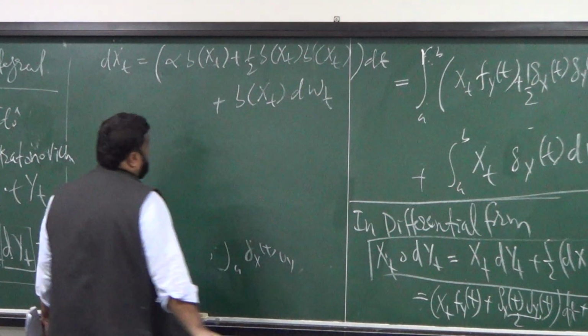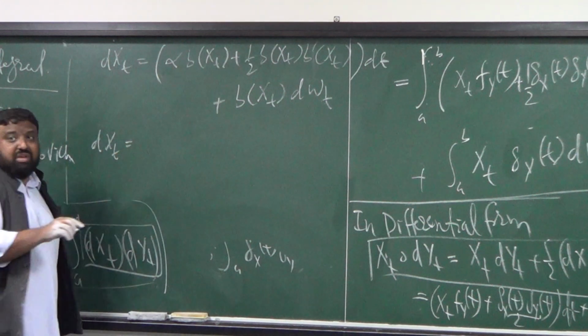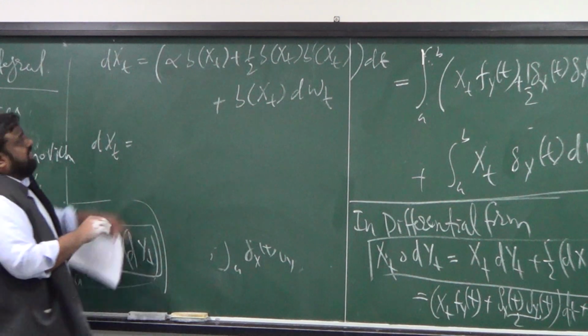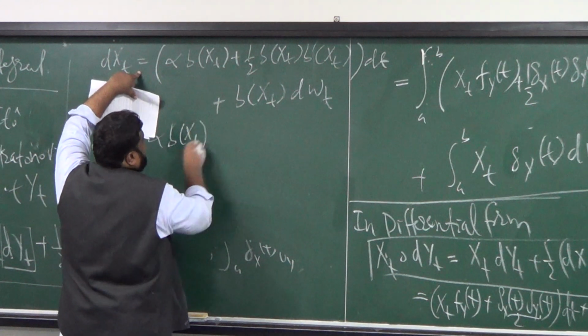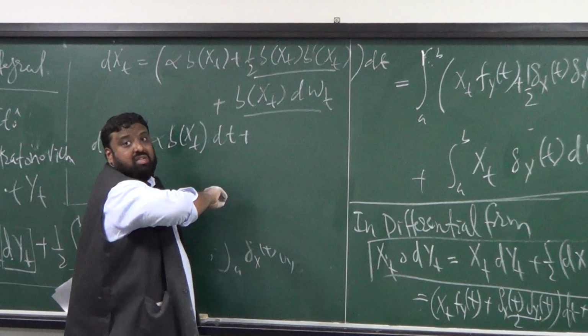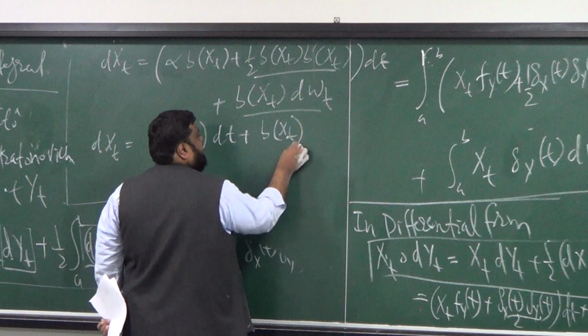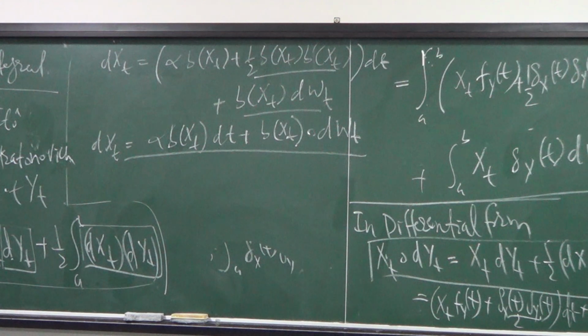And then I said that you can write it in Stratonovich form, and now you can see how. The first term is going to be alpha b of X_t dt, plus, if you combine these two terms, this is really b of X_t Stratonovich with dW. That's what I was saying. Now you can see that this is really the Stratonovich form of the following. Is that making sense?